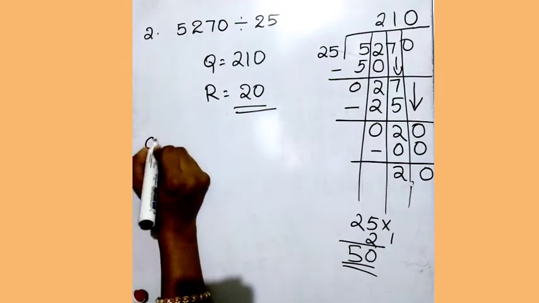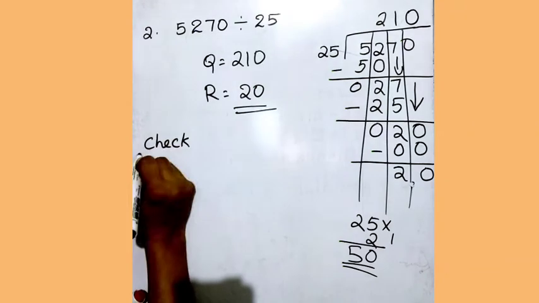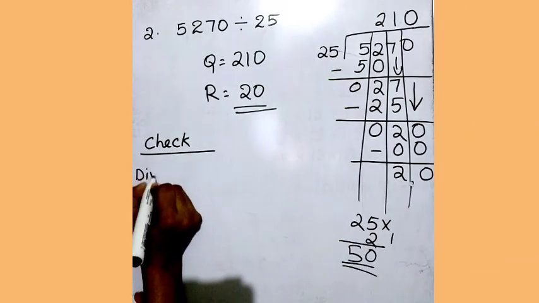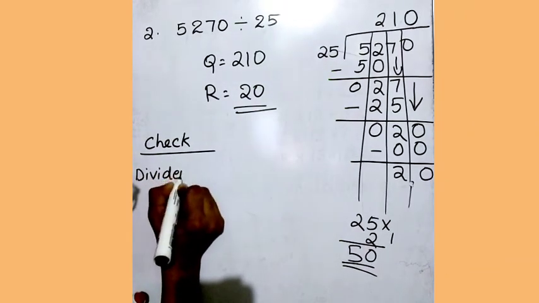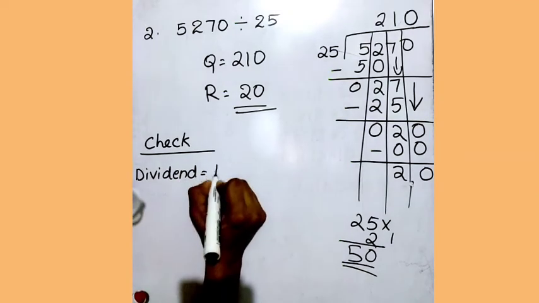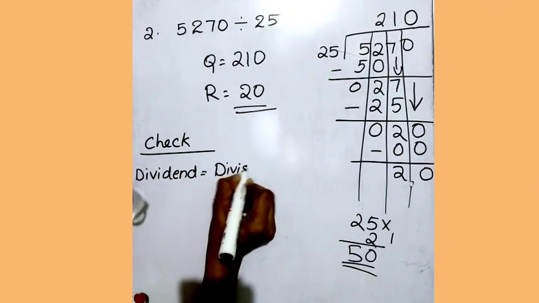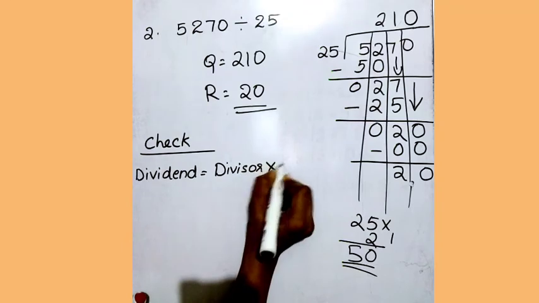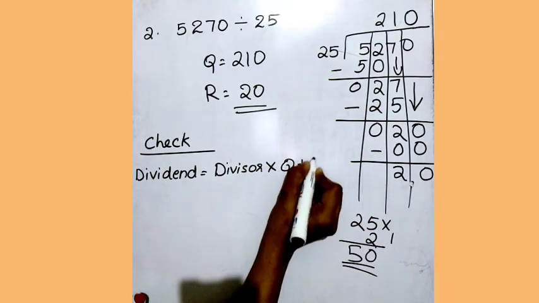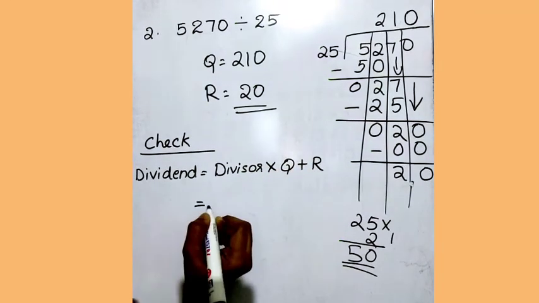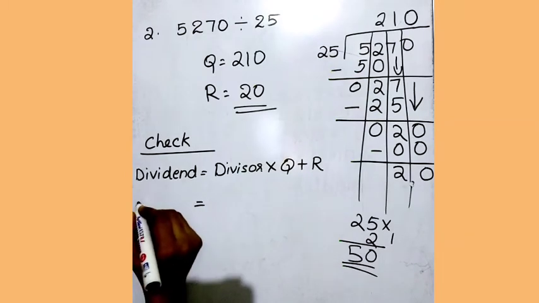How will you check the answer? Check: dividend equals divisor into quotient plus remainder. That is equal to the dividend. How much?